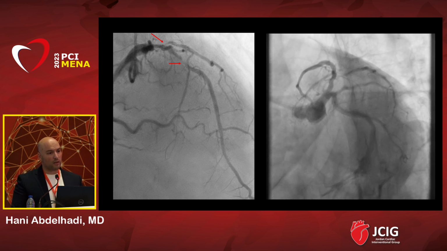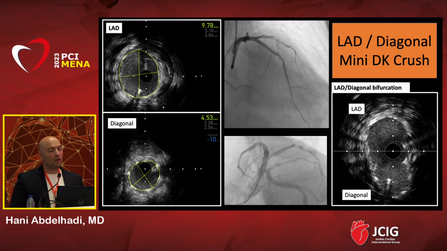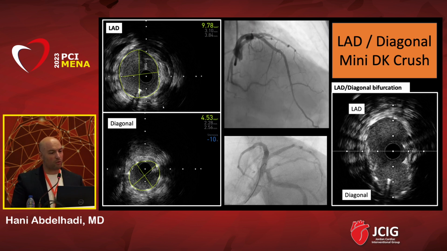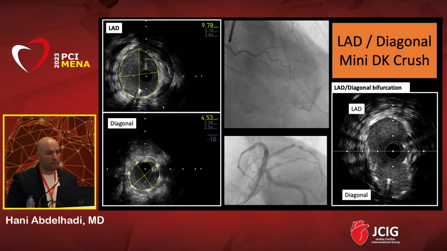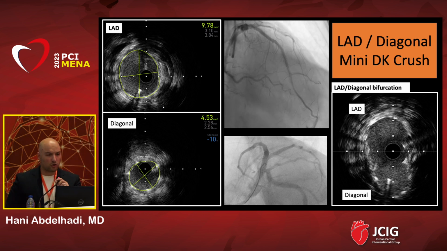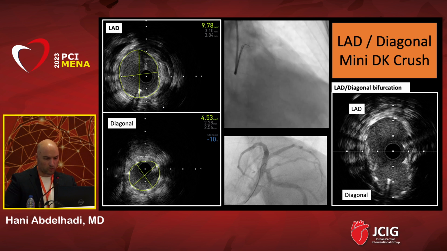Here we're planning to use a mini DK crush. We've sized up our vessels. We know exactly how big we need to go. Fairly simple after that. So we've got a very good expansion and apposition in both the LAD and the diagonal. And you can see here in the bottom right corner a very nice demonstration of what you should aim for in terms of your bifurcation imaging post-PCI.